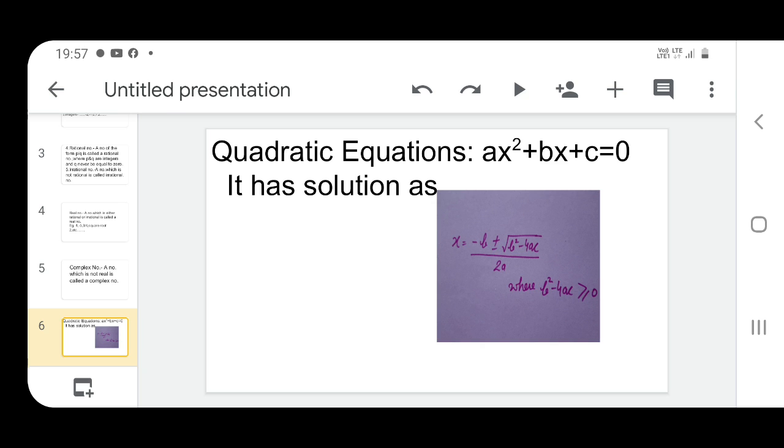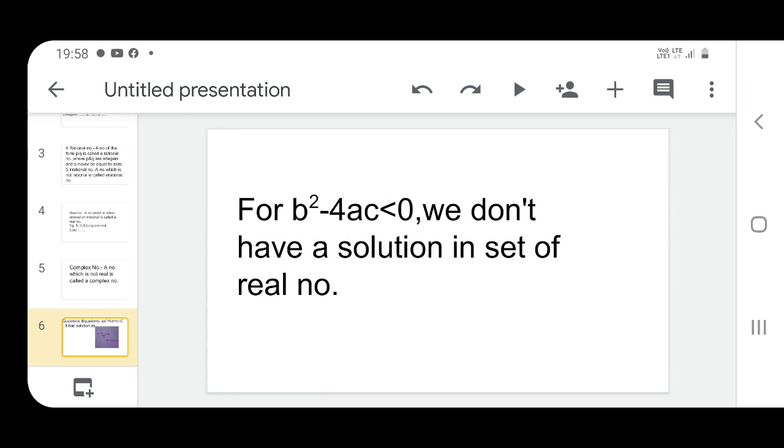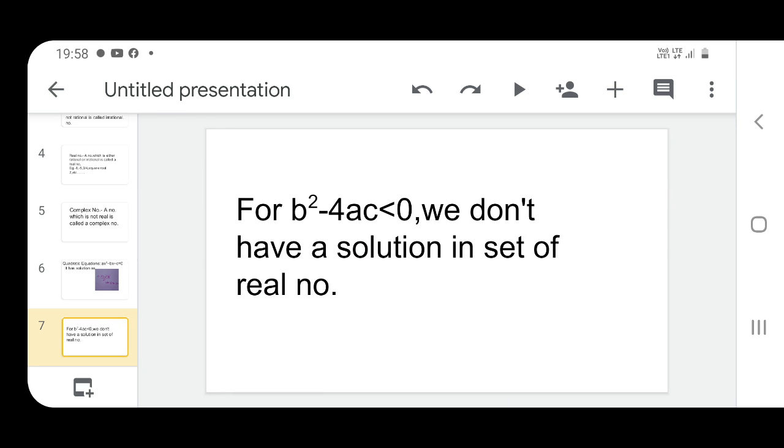In the last, we discussed the nature of the roots. We said the solution of this equation exists only if b square minus 4ac is greater than or equal to 0. After that we said that if b square minus 4ac is less than 0, we don't have any real solution. We don't have a solution of the given quadratic equation in the set of real numbers.